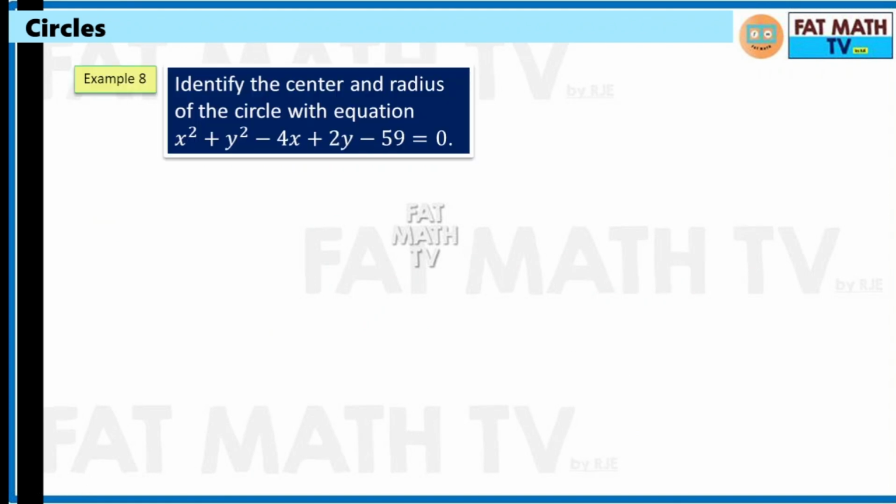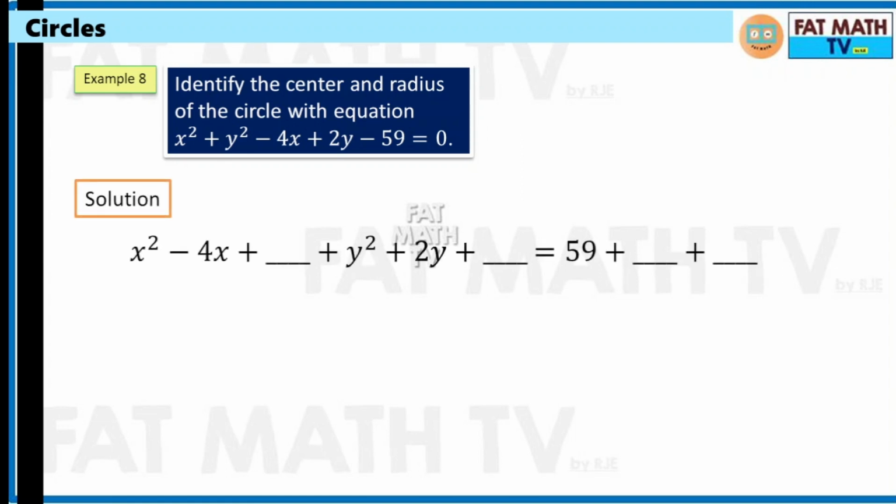Identify the center and radius of the circle with equation x squared plus y squared minus 4x plus 2y minus 59 equals 0. So put together the x's, x squared and negative 4x, and then add something to complete the perfect square trinomial. Put together the y's. Y squared plus 2y should be together and add something to complete the perfect square trinomial. Put the constant term to the right side. Negative 59 will be positive 59.